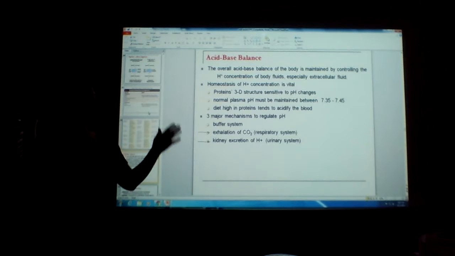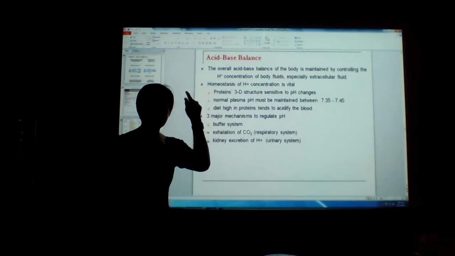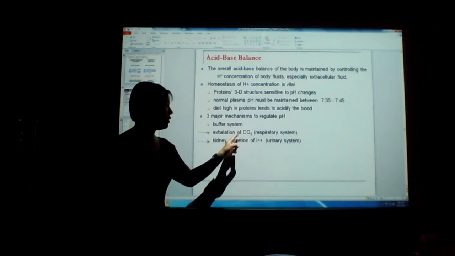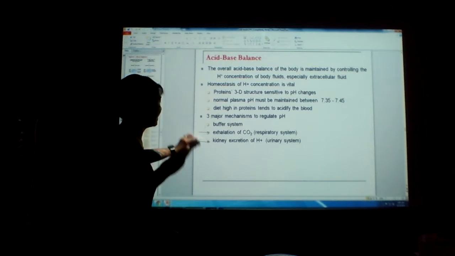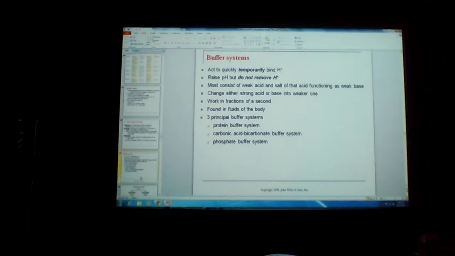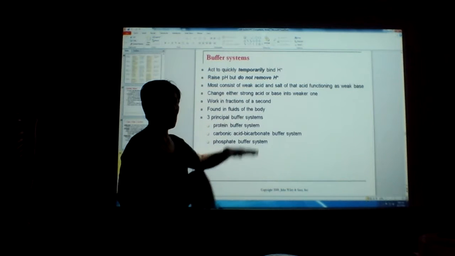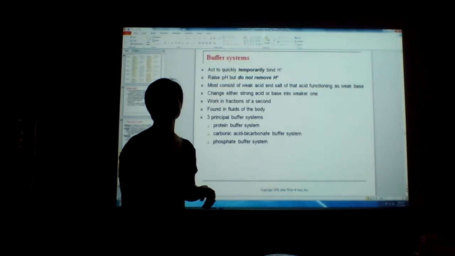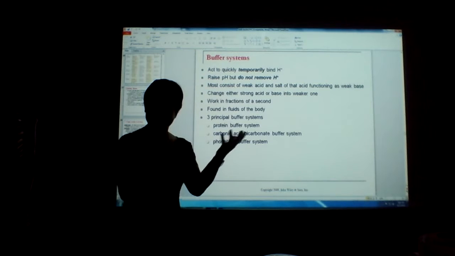What the buffer does, and we're going to talk about a few buffer systems, is that the buffer is a temporary fix. The other is the one that gets rid of your acid or your base products permanently. This is temporary, the buffer. What it does is it converts the strong acid or the strong base to a weaker acid or a weaker base on its way out. Is that like turning ammonia into urea? Yes, very good. Just something like that.